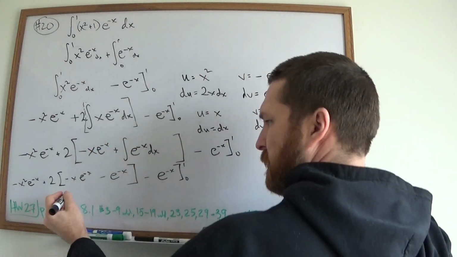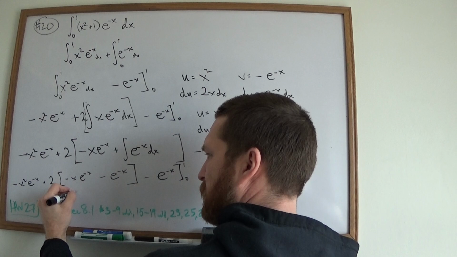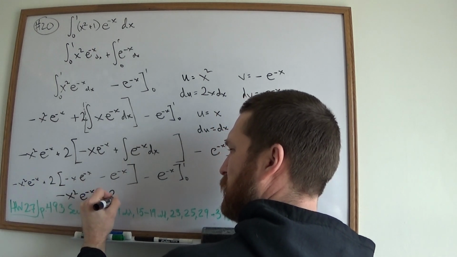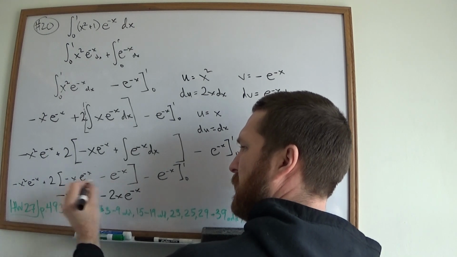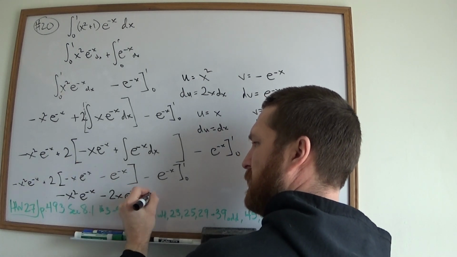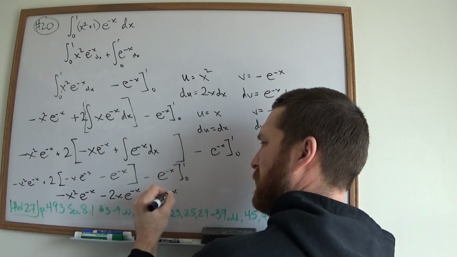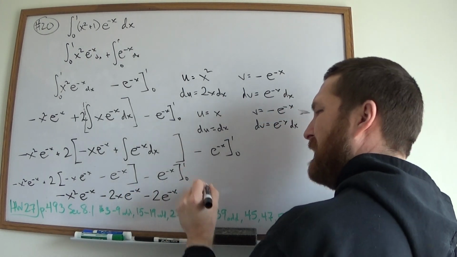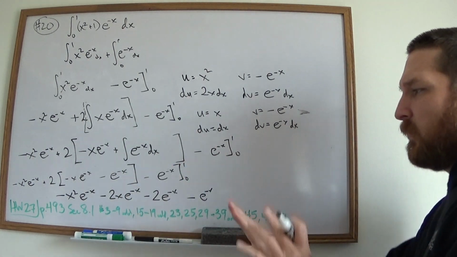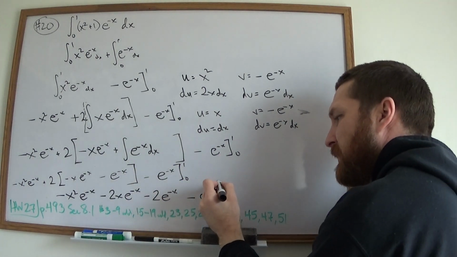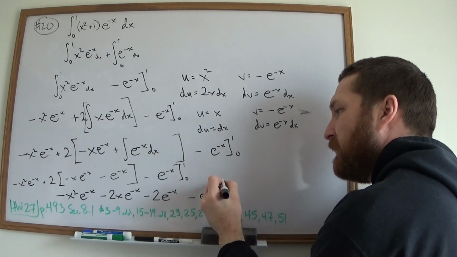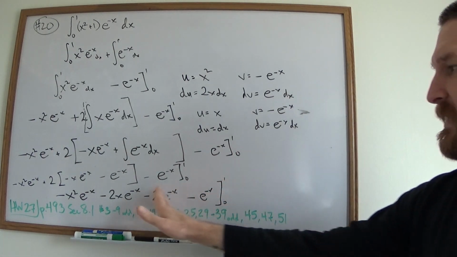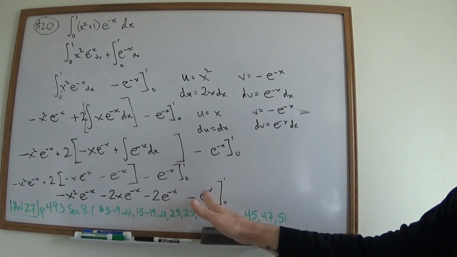So altogether we have minus x squared e to the minus x minus 2x e to the minus x, positive is minus 2 e to the minus x. Finally, minus e to the minus x. And this is again evaluated at 0 and 1, but now we're evaluating the entire thing. This is my antiderivative, and I'm evaluating it from there to there. It's the entire thing that we're evaluating up there.